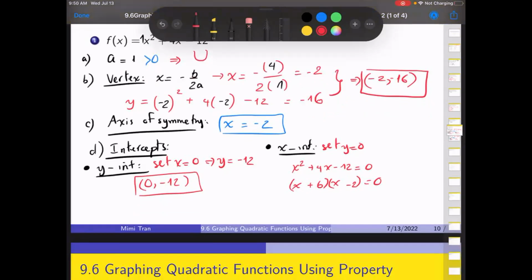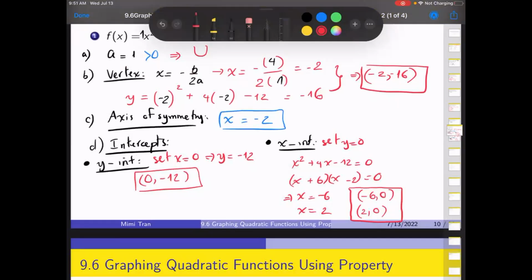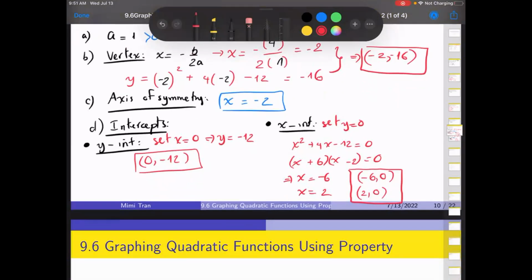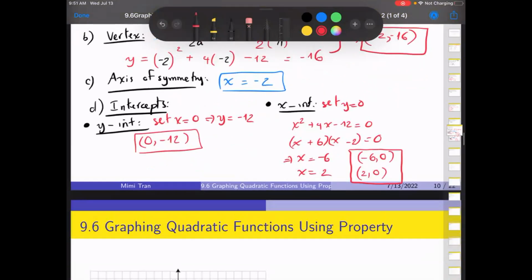It always creeps up somewhere while you're doing math. So this implies x equals negative 6, because you set each of those equal to 0, right? Or x equals positive 2, so you have two x-intercepts: negative 6 comma 0, and 2 comma 0. It's not always the case that you have one y-intercept and two x-intercepts. Sometimes you have no y-intercept, no x-intercept even. Sometimes you have one each. Sometimes you have one y-intercept, no x-intercept, etc. It could be a bunch of combinations.